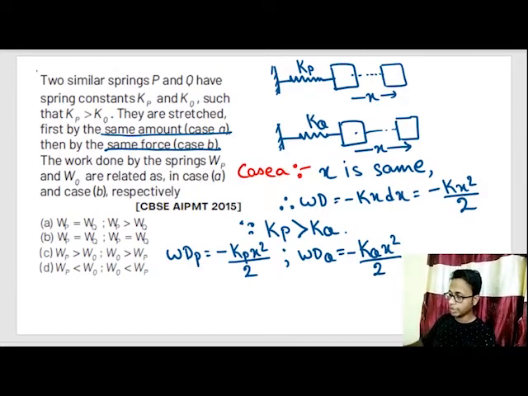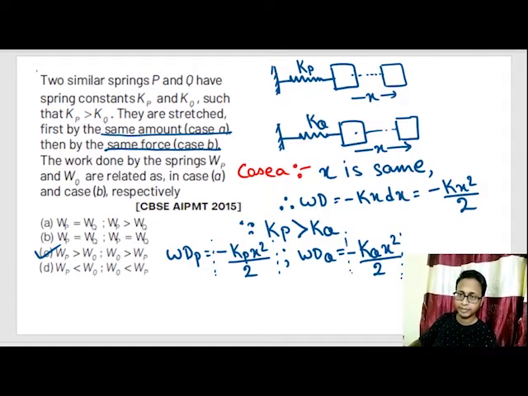Now since we know that Kp is greater than Kq, therefore work done by P will be greater than work done by Q. But you might say, sir, this negative sign indicates that the more negative the sign, the lesser will be the value. Okay, they are asking the question about the magnitude of work done. For now, just remember, in this question they asked us about the magnitude of work done, not the actual work. And now the second case, case B.